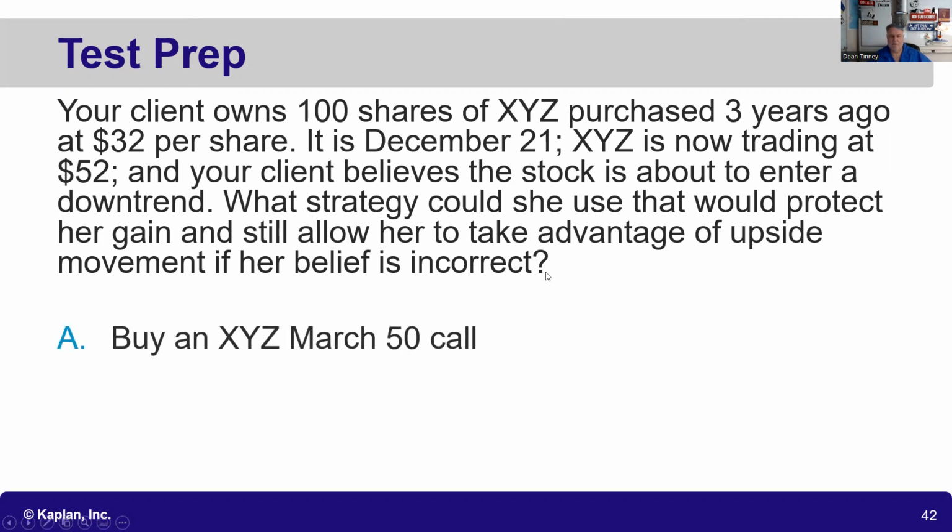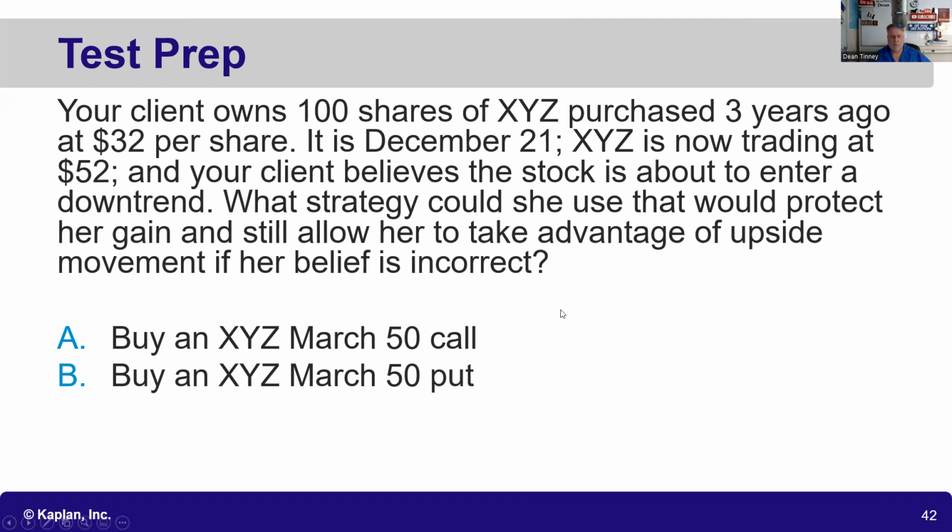Buy a 50 call. Well, we should have been able to eliminate that because we already bought the stock and we're interested in being able to sell the stock. So we should have been able to eliminate that. Buy a 50 put. That's a choice to sell. I kind of like that one. I like that one so far.